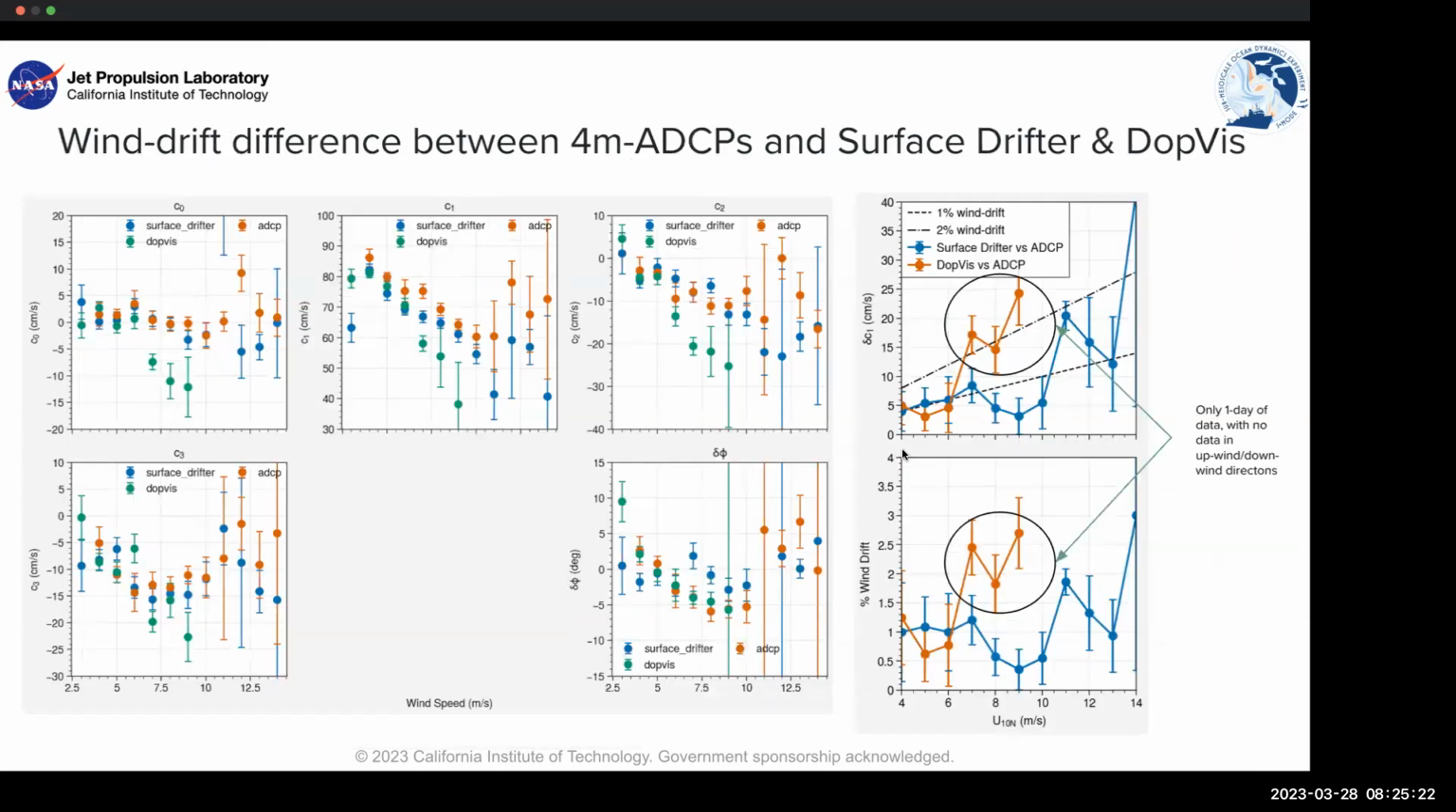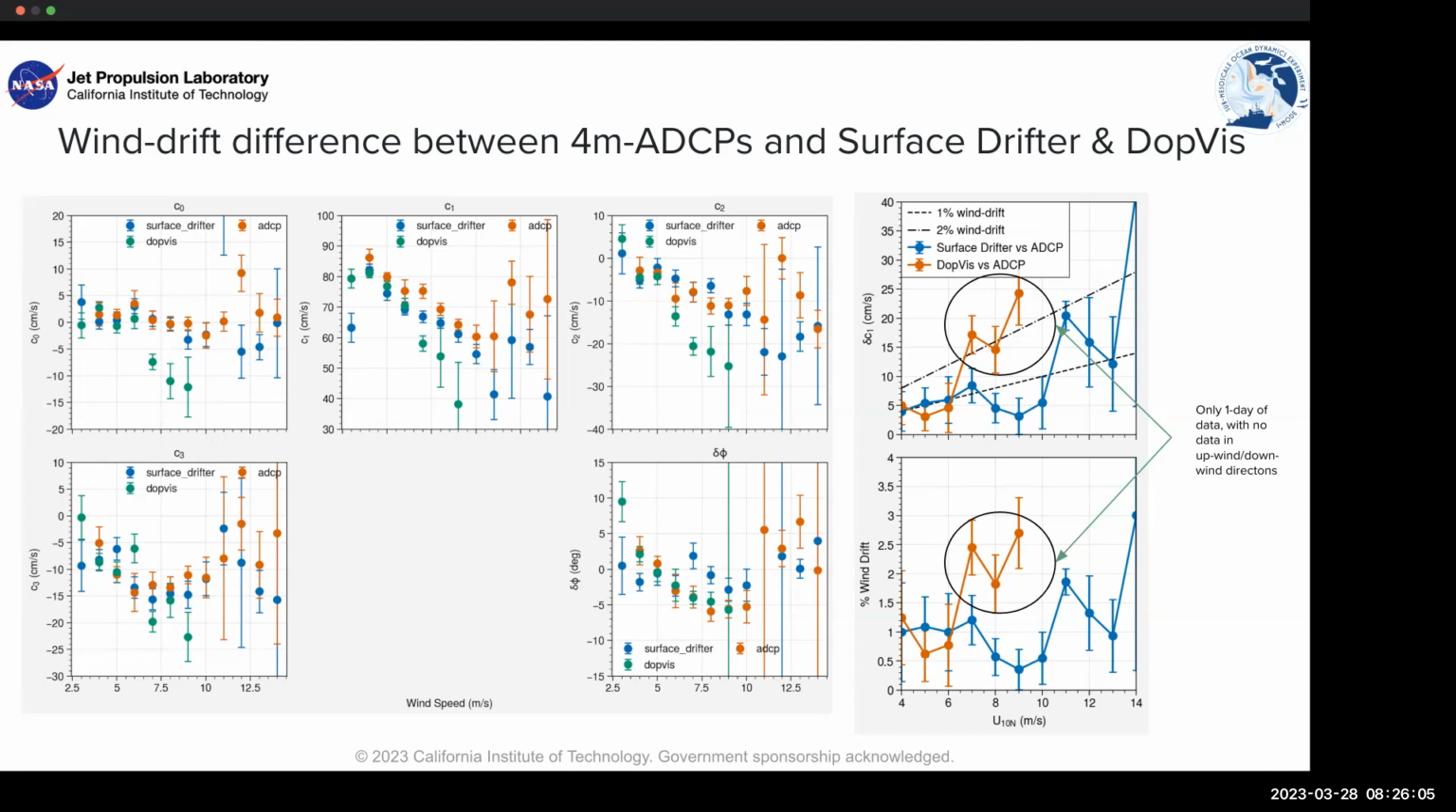One of the things to worry about is these platforms are measuring currents at different depths. The ADCPs are measuring 4-meter currents. The surface drifters are measuring 40-centimeter currents, and DOPVIS is measuring, at least in the measurement that I've taken from DOPVIS, an integrated thing between the surface current and a couple of meters. And so one of the questions is, is there significant shear or wind drift difference between the two of them?